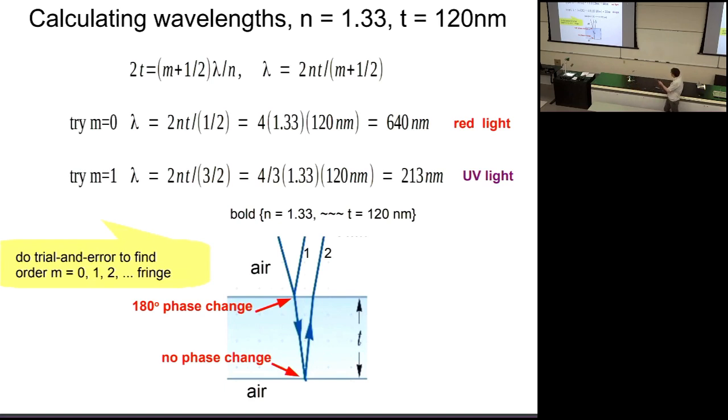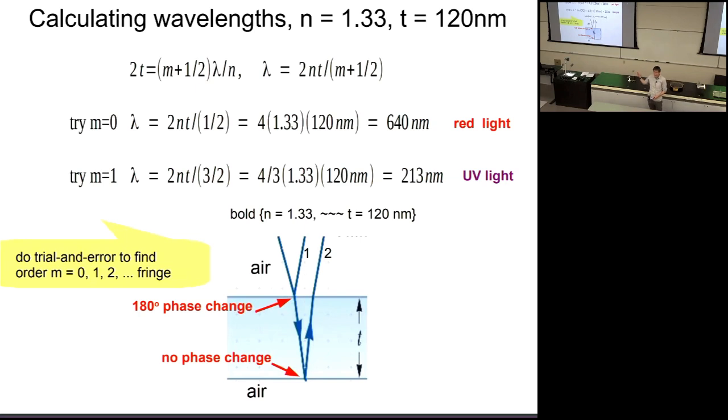So I tried m equals 0. If I plug in m equals 0 into this equation, in the denominator here, m plus a half becomes just a half. And I can plug in the refractive index, I can plug in the thickness of the soap bubble, n and t. I plug them in here. I got 640 nanometers. That's red light. So it's red light that's strongly reflected in this soap bubble.